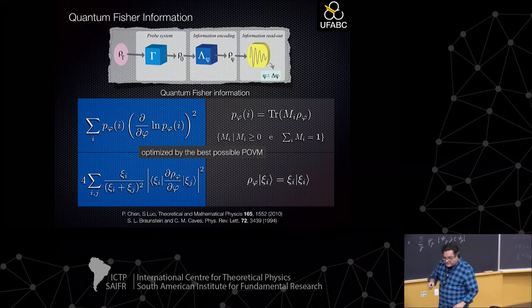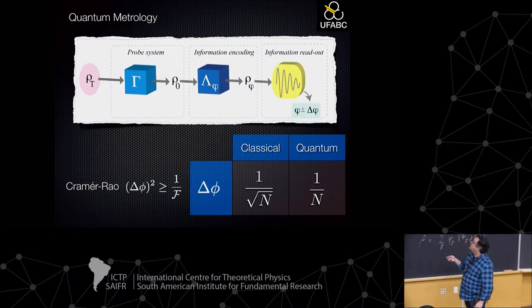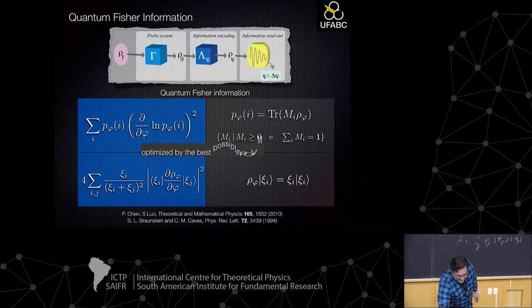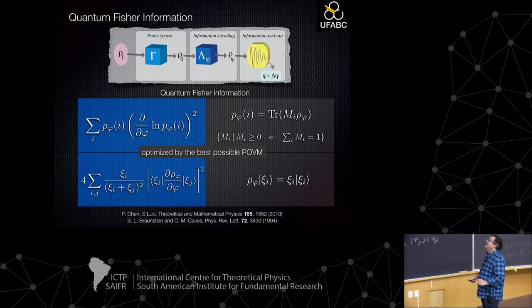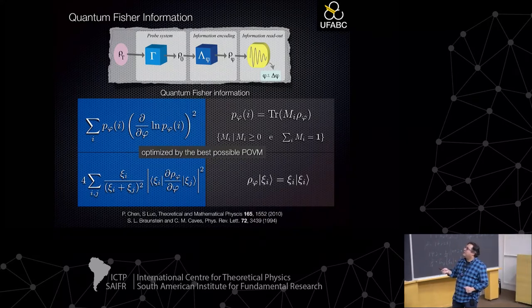In the last, F is the Fisher information, that quantity here. So this is what we call the Cramér-Rao bound. So this is the bound for the uncertainty of your measurements. Sorry, I'm putting a lot of information in a small space. And these show how you compute the Fisher information.